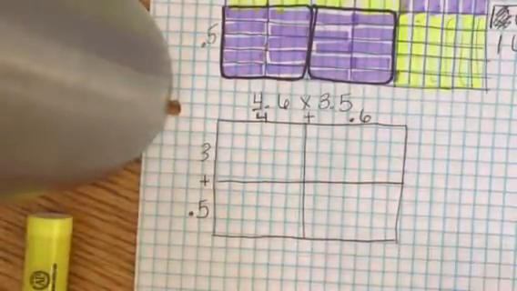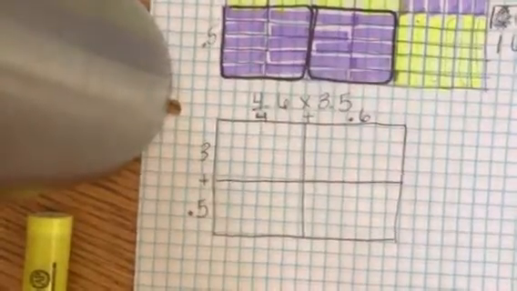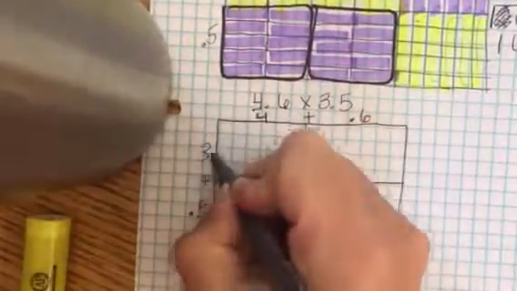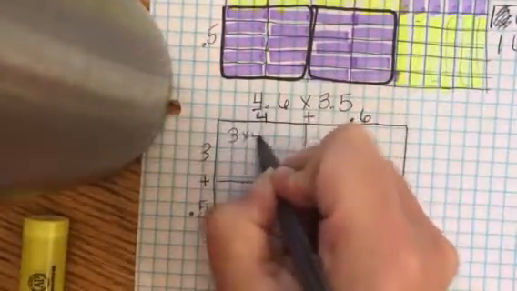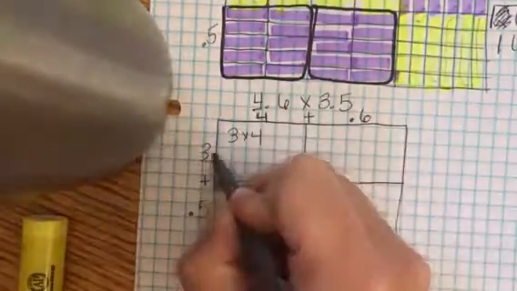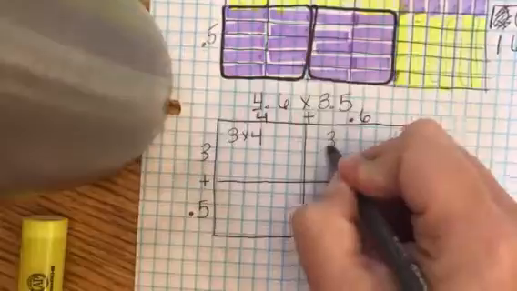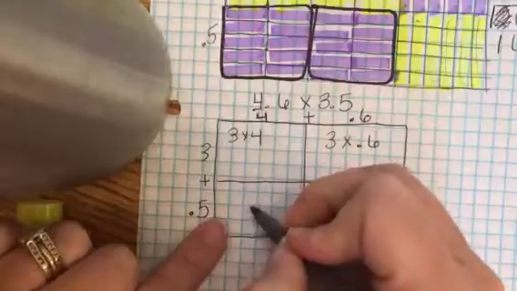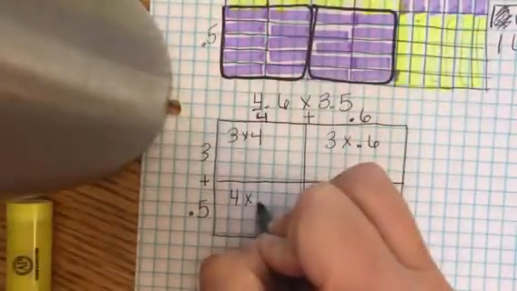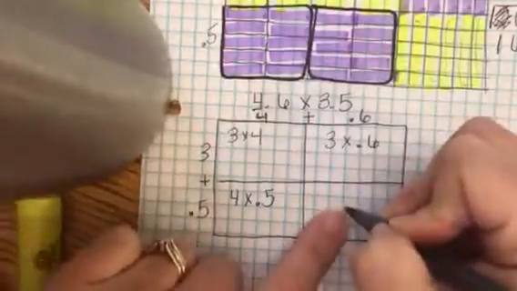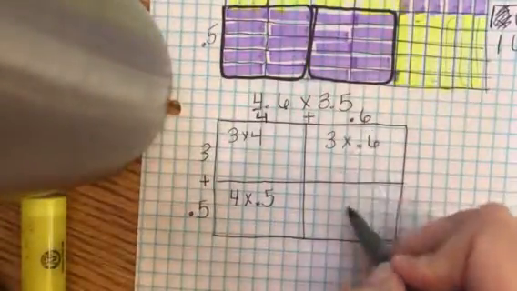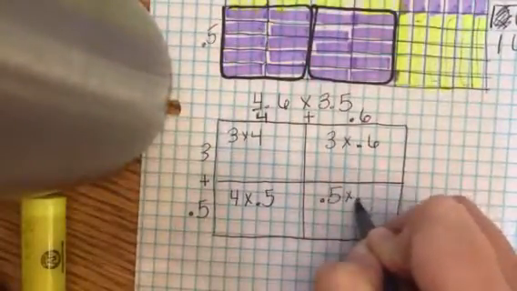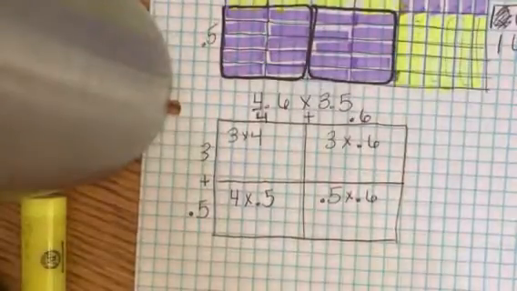Now I do not want to see anybody taking shortcuts. I want to see you showing all of your work. So you will not get a 3 on something if I don't see how you got your answer. Definitely not a 4. So I'm going to do 3 times 4 right here. 3 times 6 tenths over here. Down here I'm going to do 4 times 5 tenths. Down here, see where the 6 and the 5 meet up? So I'm going to do 5 tenths times 6 tenths. So I have all my problems written in.